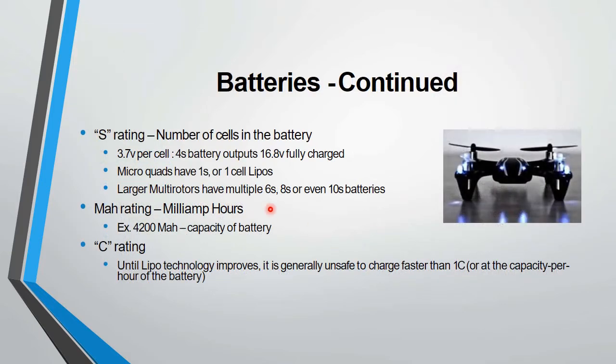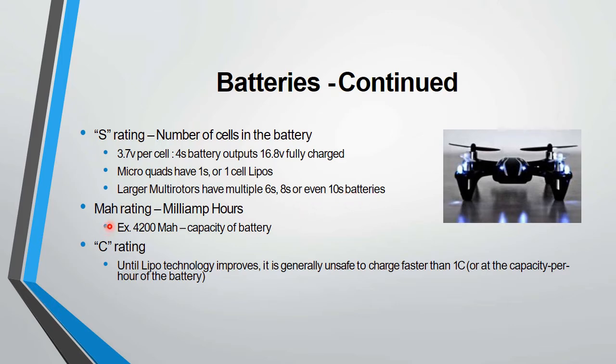Now S rating is the number of cells in the battery: 3.7 volt per cell, 4.2 fully charged, so a 4S battery outputs 16.8 volt fully charged. Micro quads, like the Hubsan X4 and Cheerson CX10, have 1S or 1-cell LiPos. Larger multi-rotors have multiple cells, 6S, 8S or even 10S batteries.